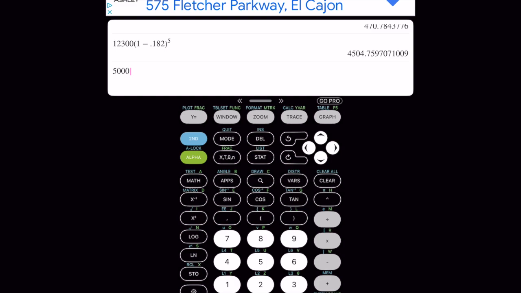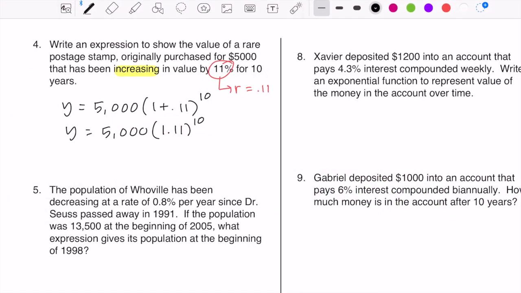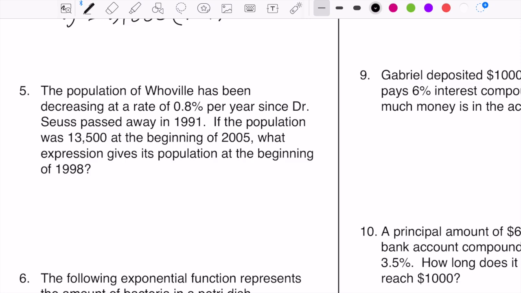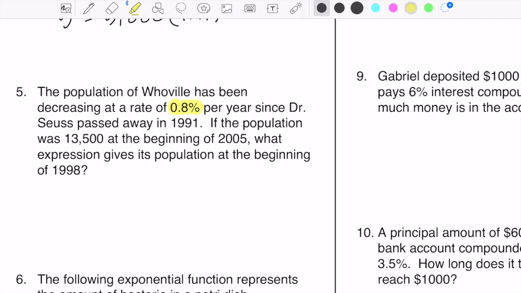5,000 times 1.11 raised to the 10th. And so if we really did ask for a number, that's going to be how much that postage stamp is worth right there. But I think the question just asks you to set up the situation. So let's see. Well, we'll just leave it like that. Okay, next one says the population of Whoville has been decreasing at a rate of 8.08% per year.